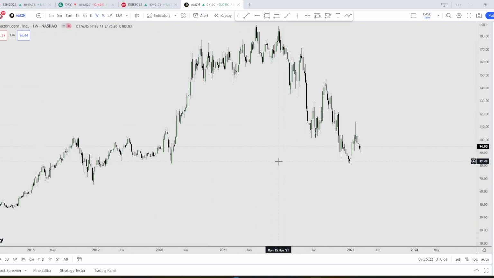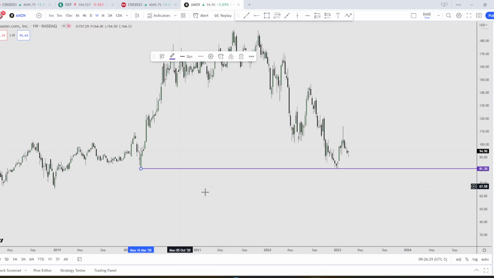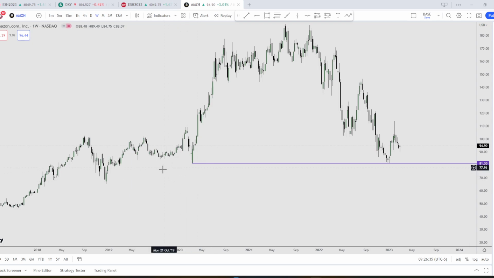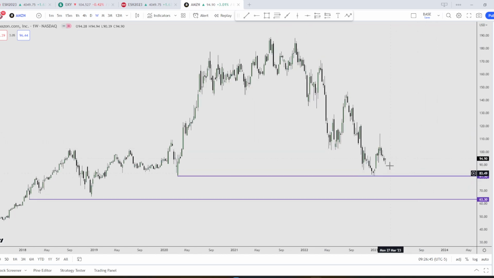I think it's clean here. We have this relative equal lows right here. I mean, not relative, but almost equal. And below we have this small little gap. And right below that we have another relative equal lows here. So these are the two levels I'm looking for.